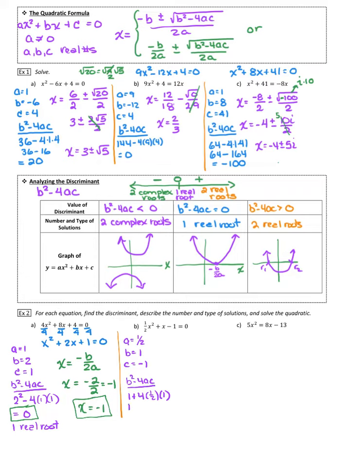So what we have here is 1 plus half of 4, which is 2. That's going to give me 3. And that means we have 2 real roots because that is a positive number.